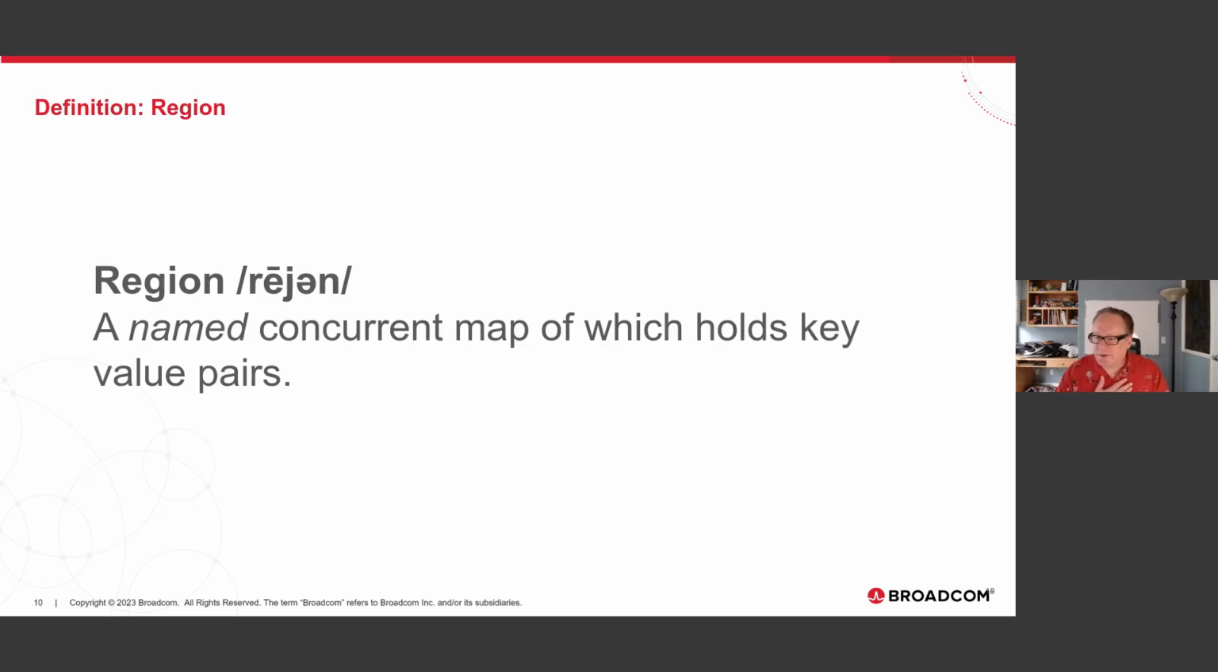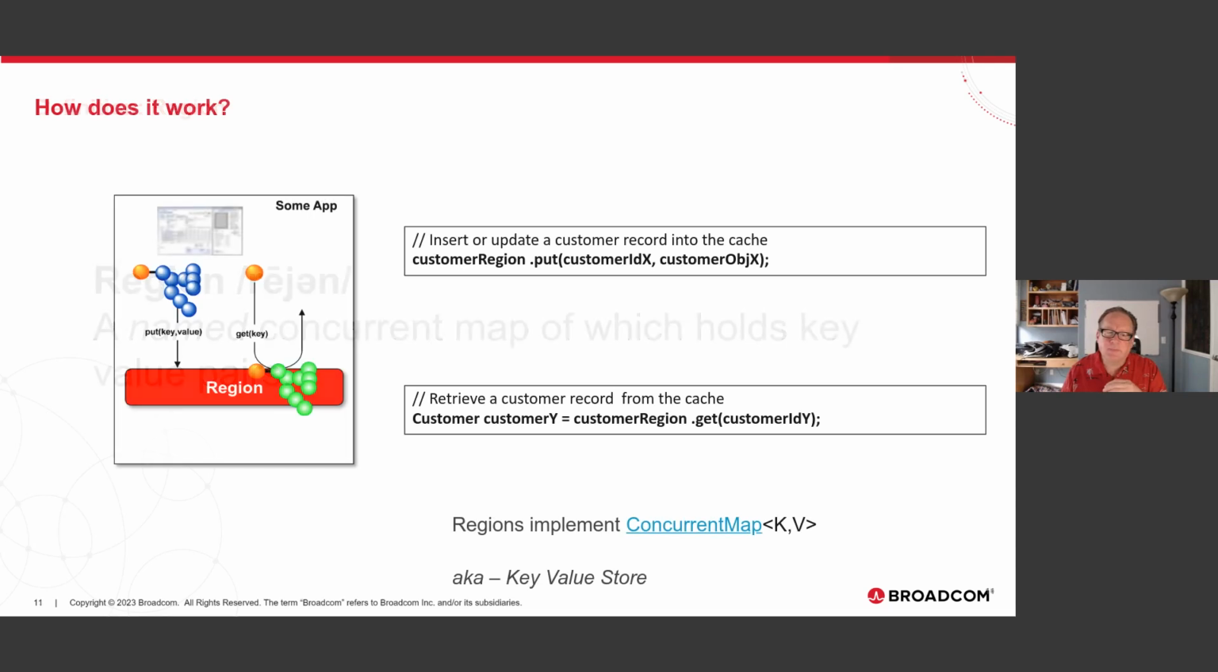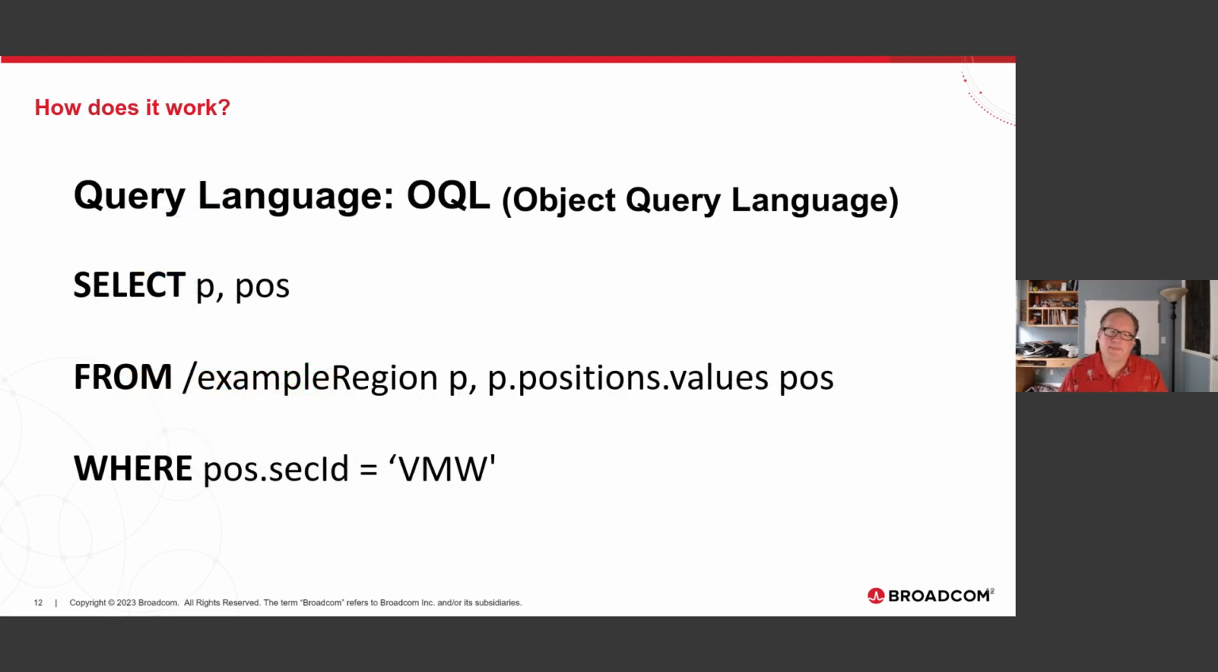So I'm going to use the word region quite a bit. That's basically the way that we store things. And at the end of the day, what is a region? It's just a concurrent hash map. So you just put and get in the vector DB space. We'll see the API in a moment. So for your teams that are adopting GemFire for vector database work, it's really simple to adopt.